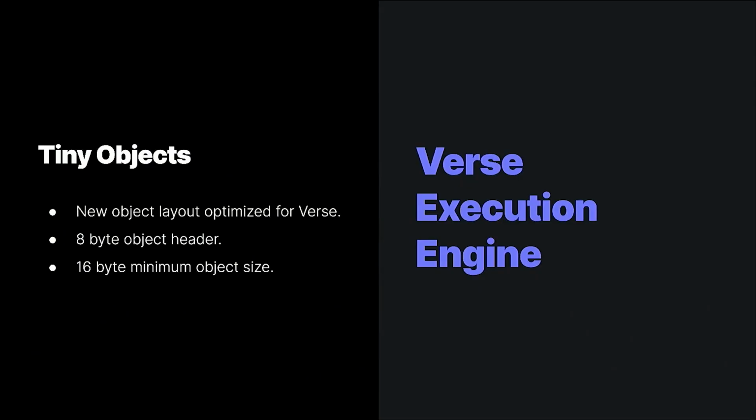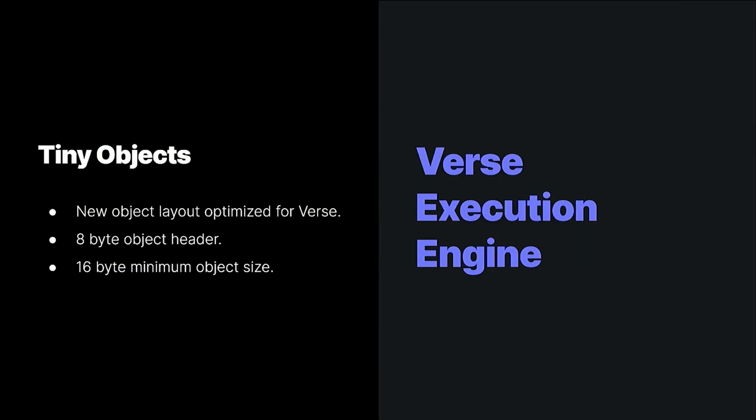The Verse execution engine has some really cool features, including the fact that objects are super tiny. In Unreal Engine, an object is hundreds of bytes minimum just because of all of the functionality that native objects in Unreal Engine have. But pure Verse objects, so if you allocate an instance of a non-native Verse class, or a Verse map or Verse array or Verse string, are all allocated using the new Verse object model tied to the new Verse garbage collector.